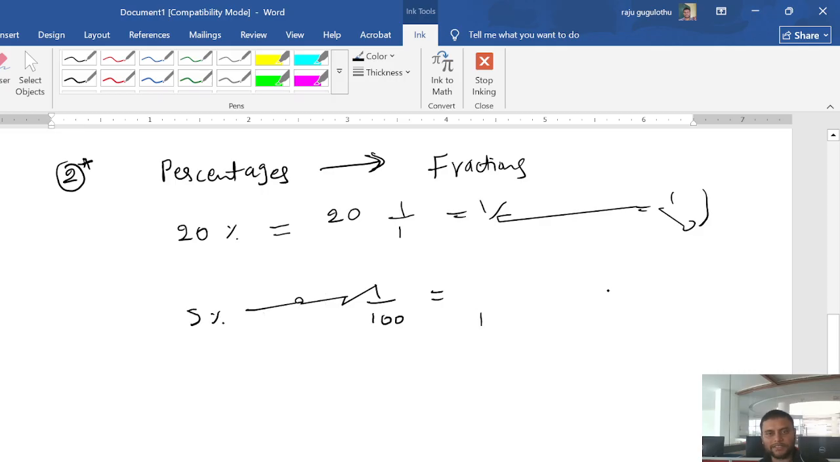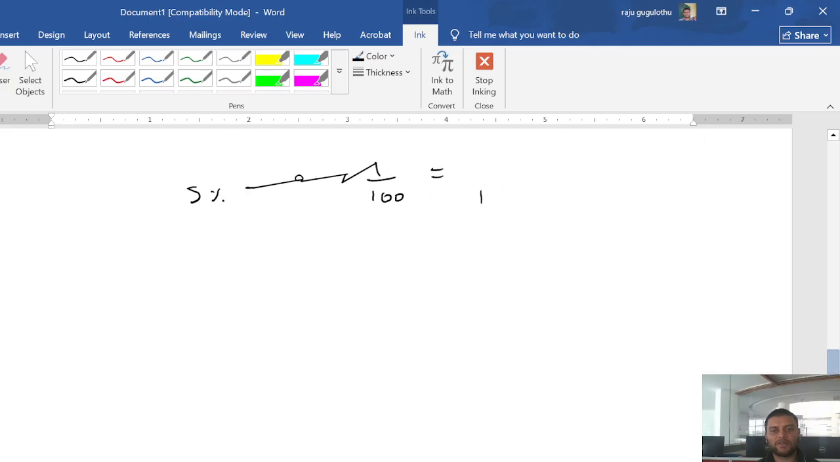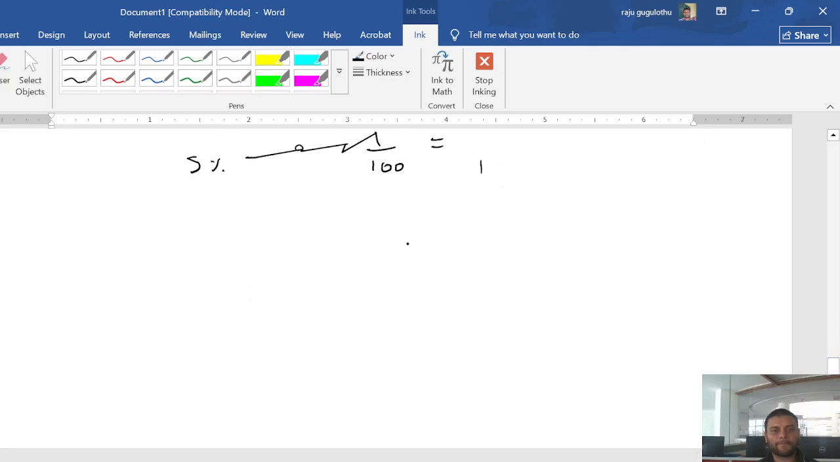Some delay of response is happening between my notepad and the screen. Just give me a second. Apologies for the inconvenience, friends. I hope I have fixed this. Still some delay is there.